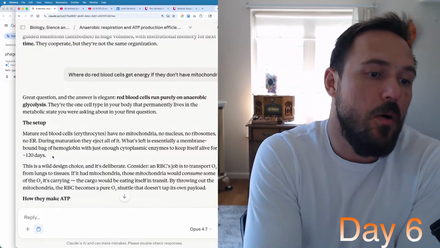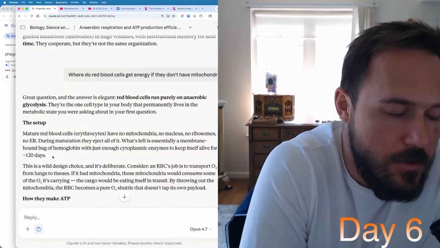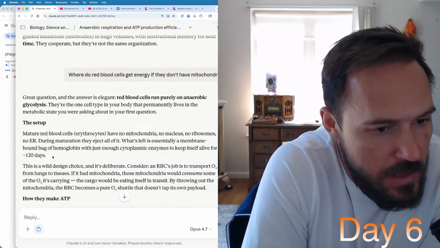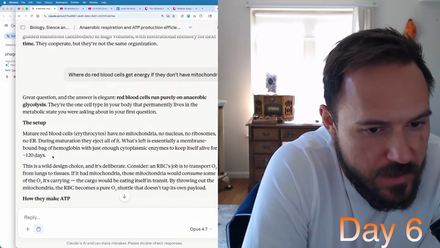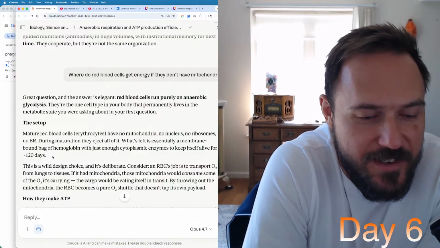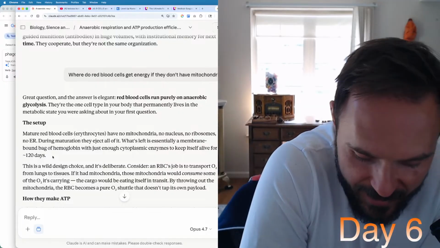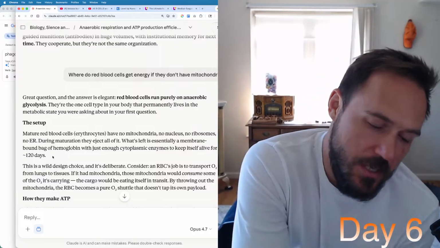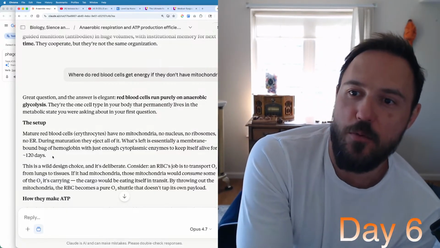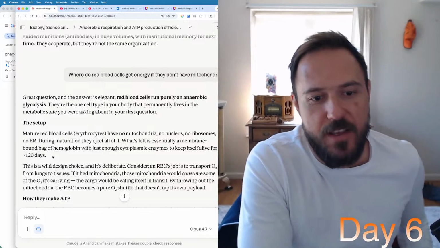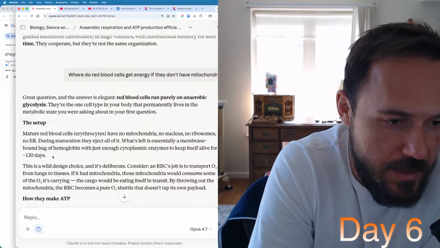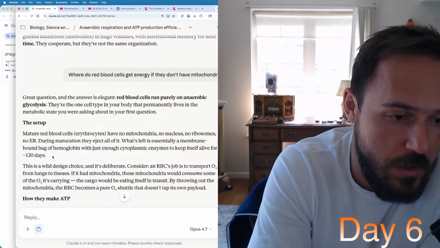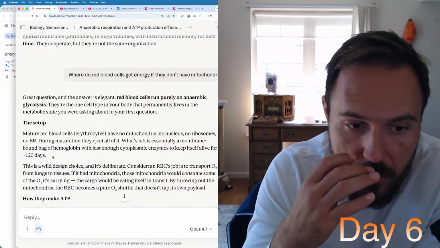Oh wow. So we regenerate blood every 120 days. This is a wild design choice and it's deliberate. It is a wild design choice. That's so cool. It's like sending a rocket to space and jettisoning everything that you don't need anymore, right? You survive for like 120 days and then it just goes away from the orbit, or falls back to the atmosphere and burns.